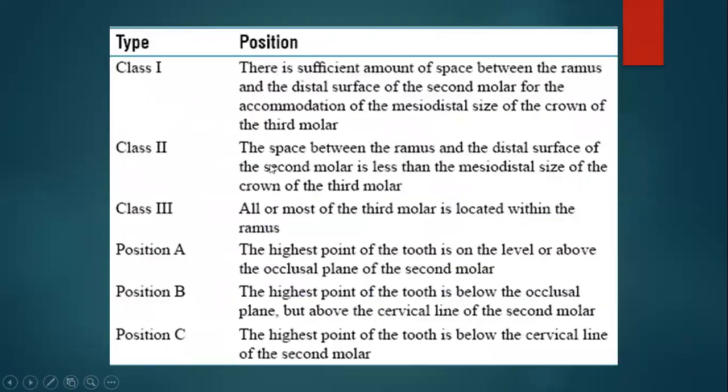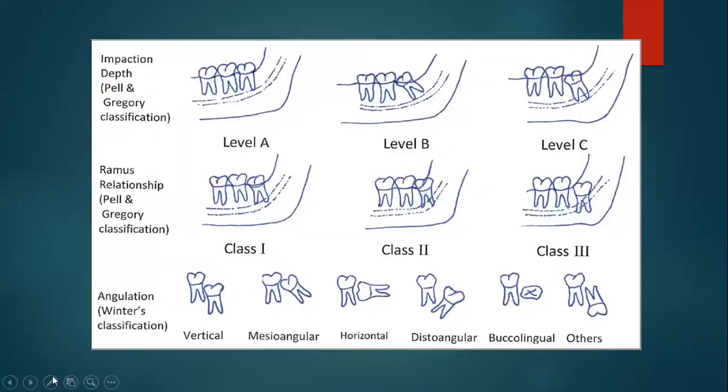When we are talking about class 2, the space between the ramus and the distal surface of the second molar is less than the mesodistal size of the crown of the third molar. Here you can see that the mesodistal width of the crown is more, and the space between the ramus of the mandible and the distal of the second molar is less, so the whole crown cannot erupt. Only the mesial side of the third molar is erupted, while the distal cusp is in the ramus. In the previous case, there was enough space for the mesodistal width of the crown to erupt into the dental arch.